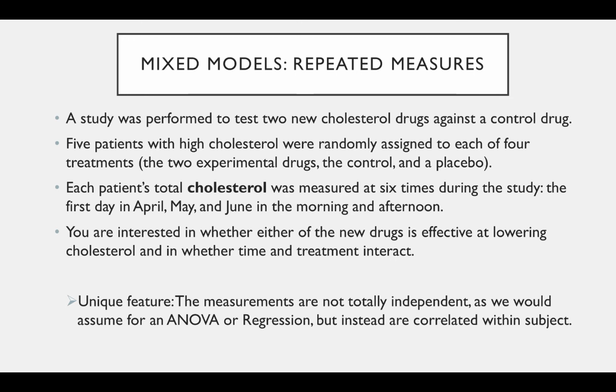Okay, so let's move on to the repeated measures example. In this example, we're looking at cholesterol drugs. So we've got 2 new cholesterol drugs, and we're comparing them to a control cholesterol drug. We've got 5 patients with high cholesterol that are randomly assigned to each of the 4 treatments, so 2 experimental drugs, control, and a placebo. And then the patient's total cholesterol was measured 6 different times during the study.